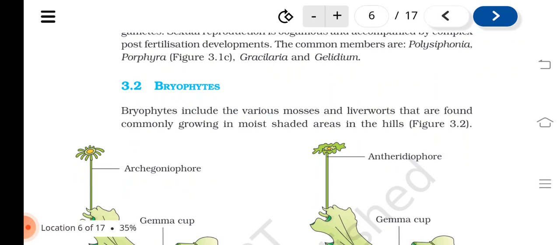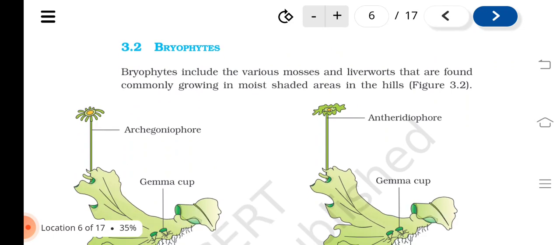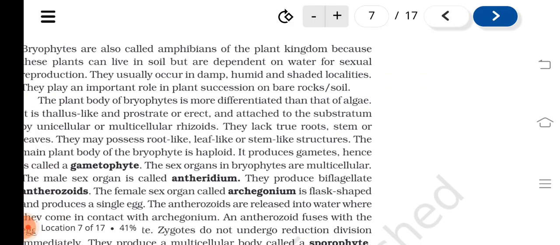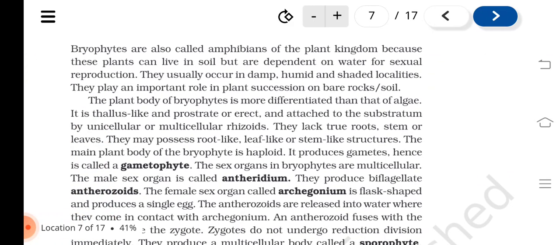Bryophytes. Bryophytes include the various mosses and liverworts that are found commonly growing in moist shaded areas in the hills. Figure 3.2. Bryophytes are also called amphibians of the plant kingdom because these plants can live in soil but are dependent on water for sexual reproduction. They usually occur in damp, humid and shaded localities. They play an important role in plant succession on bare rocks or soil.